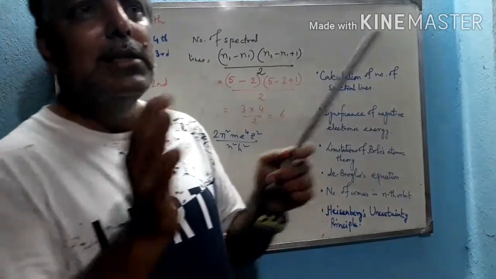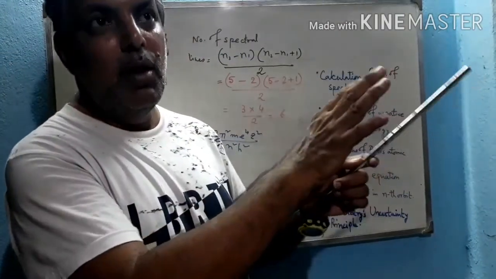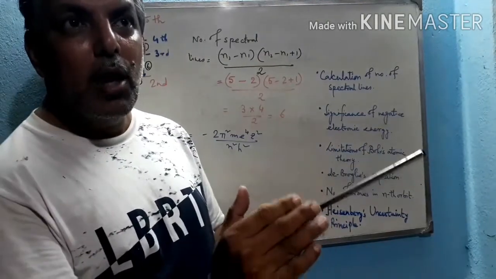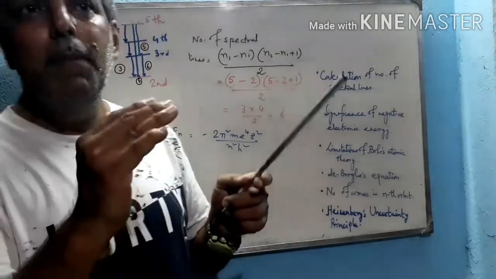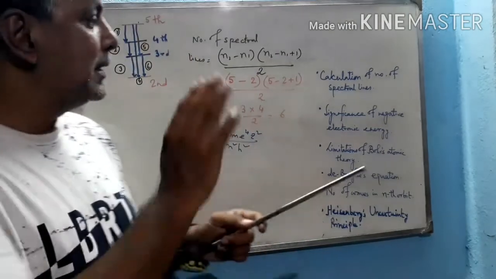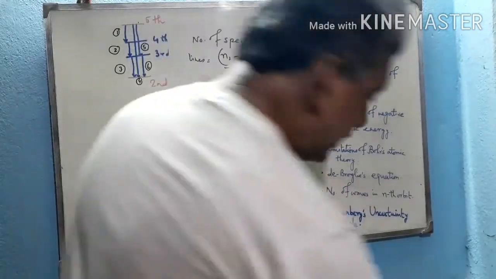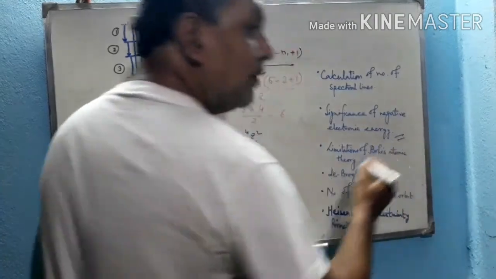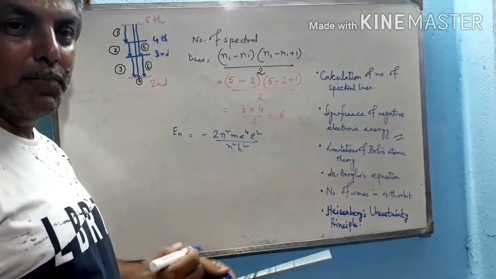What was its initial energy? That was zero. Now from zero it releases some amount of energy, so now it becomes negative. So in a particular orbit, in Bohr's orbit, its energy becomes negative. This is the theoretical significance of the negative electronic energy.